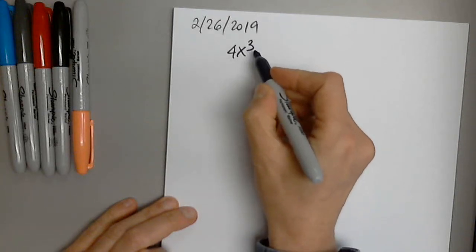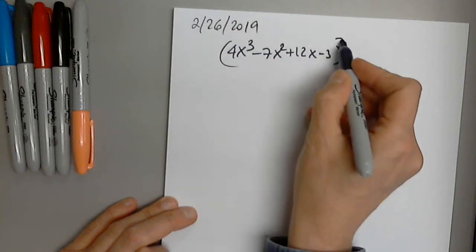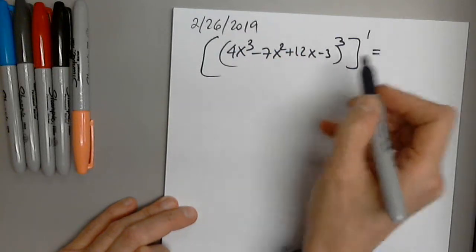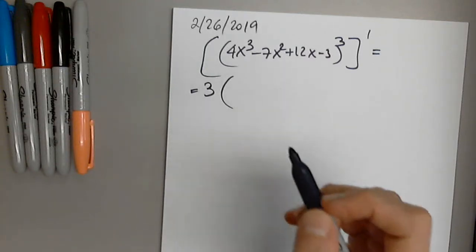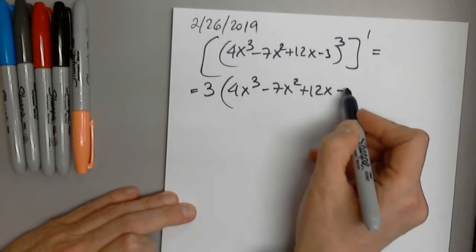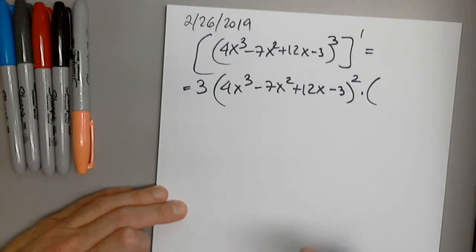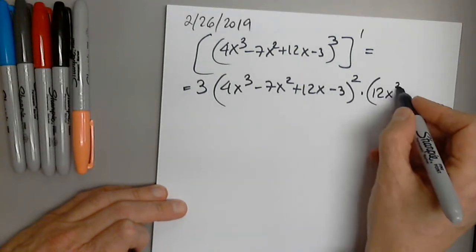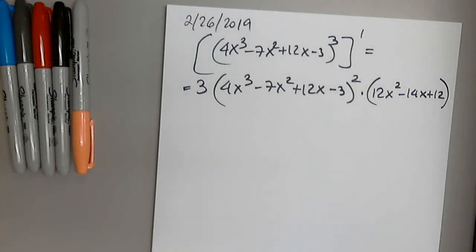So this is the chain rule combined with the power rule. Here we have 4x cubed minus 7x squared plus 12x minus 3, to the third power, and we want to differentiate. By the chain rule, I have to bring the power down, subtract 1 from the power, and multiply by the inner function prime. The inner function prime is 12x squared minus 14x plus 12. You're not required to do anything else.